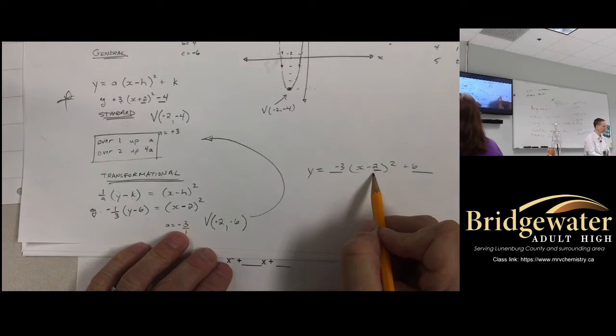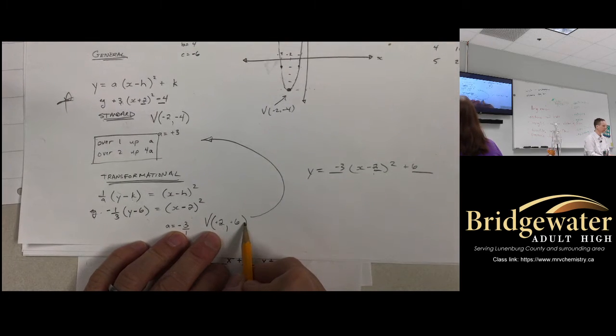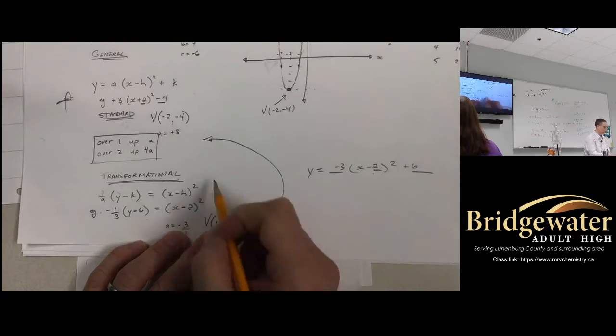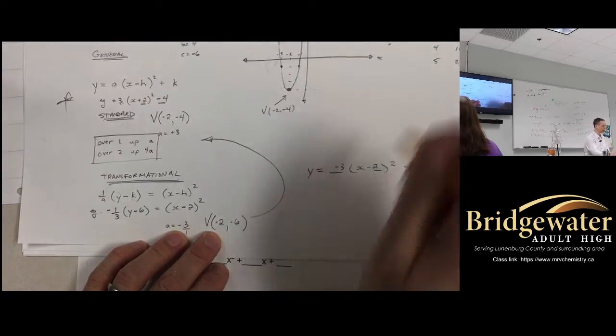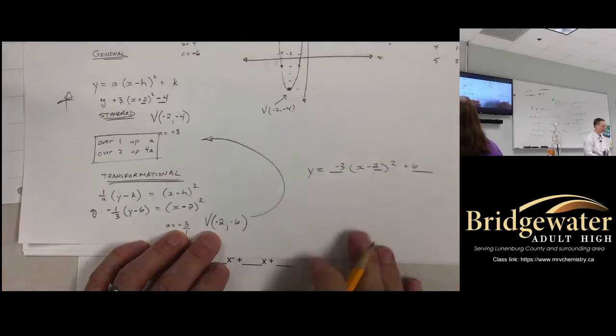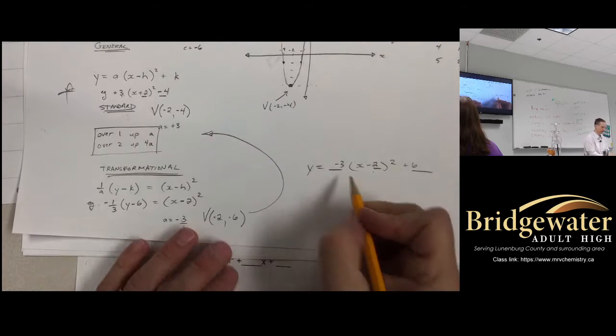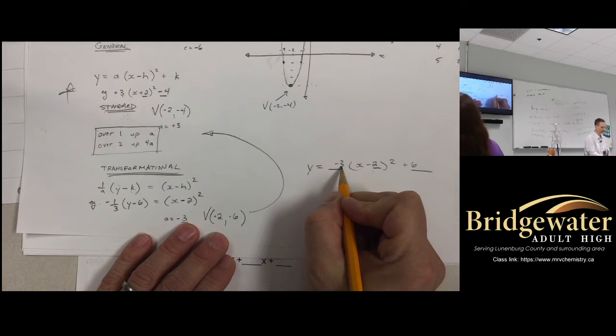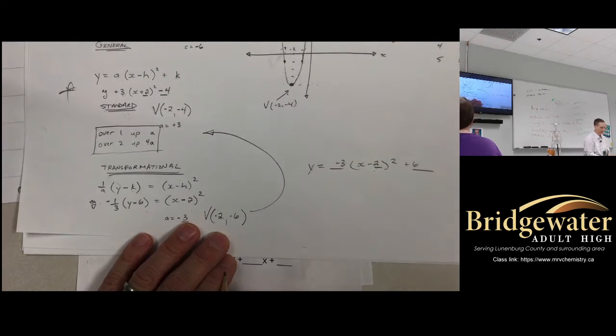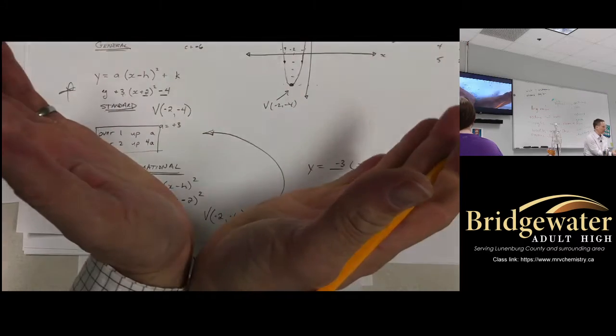We can graph it really quickly. The vertex is 2, 6, and then it's going to go over 1, down 3, over 1, down 3, and then it'll be upside down. And it's going to be a skinny graph because the a value is skinny. It's 3. It's bigger than 1. We didn't have any fat graphs.